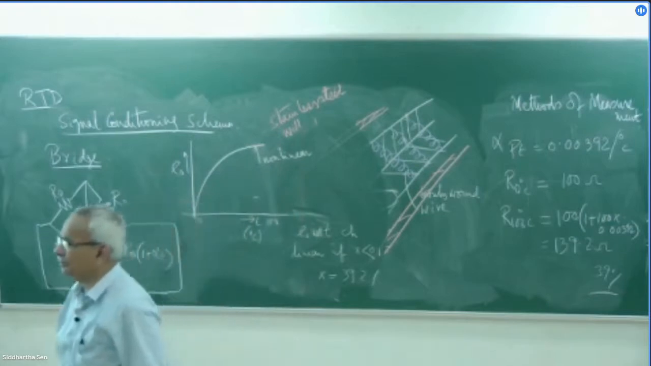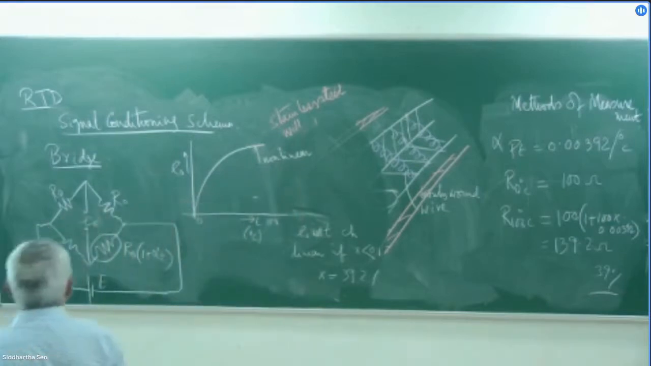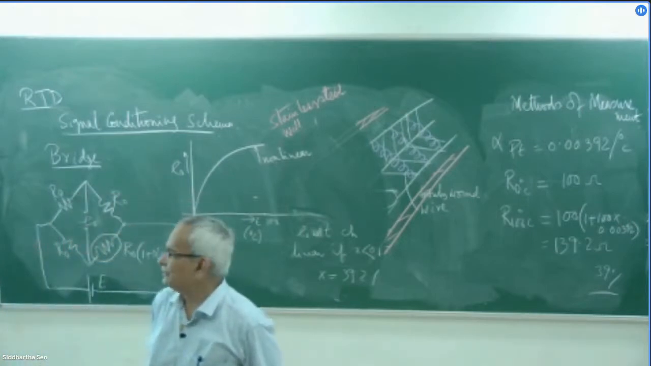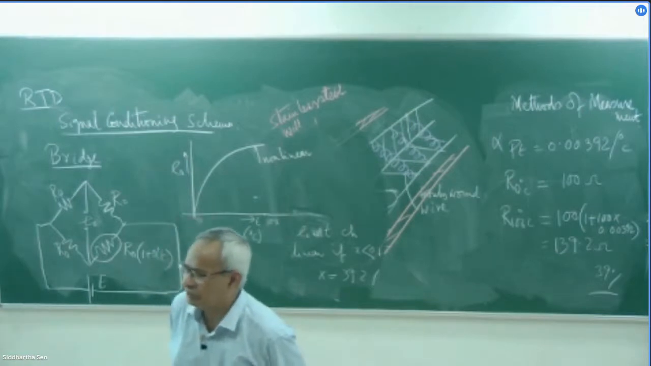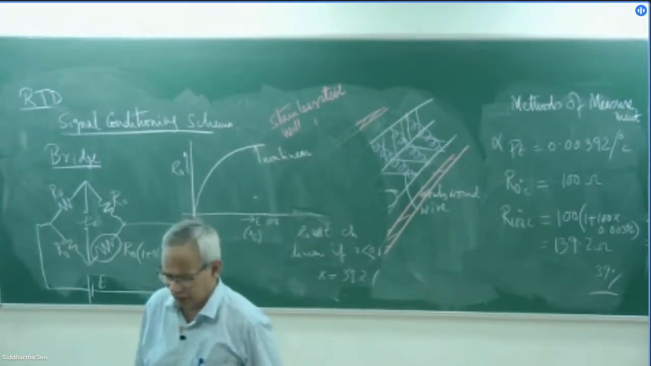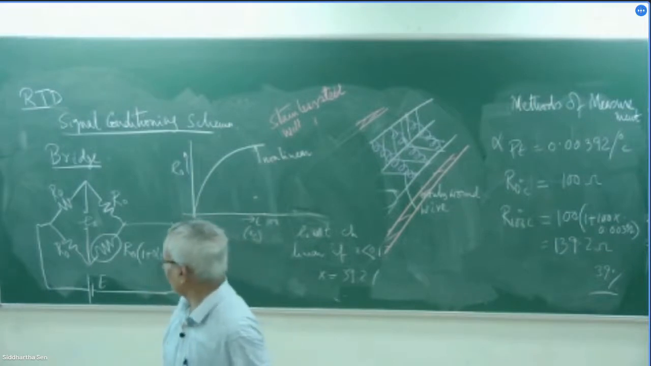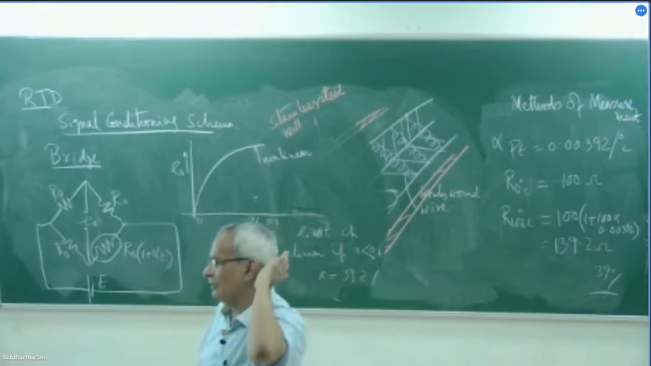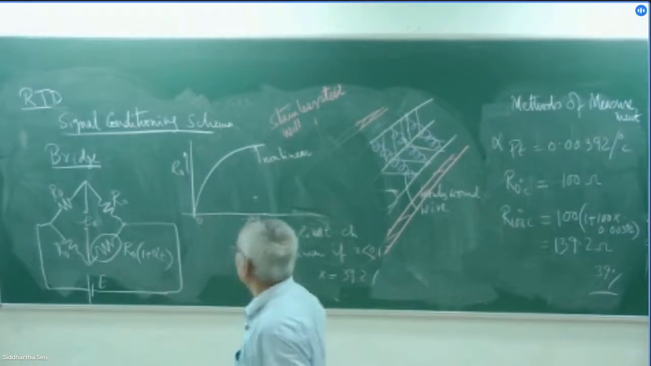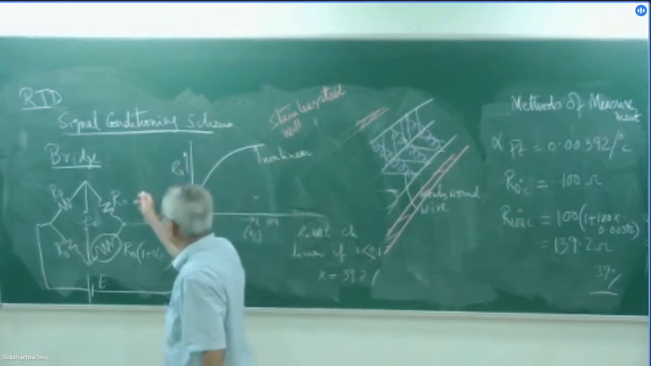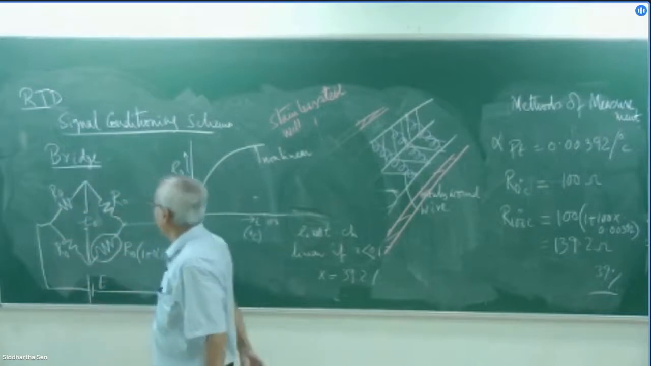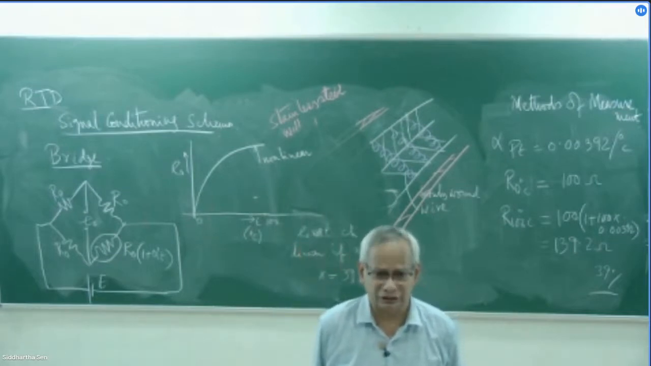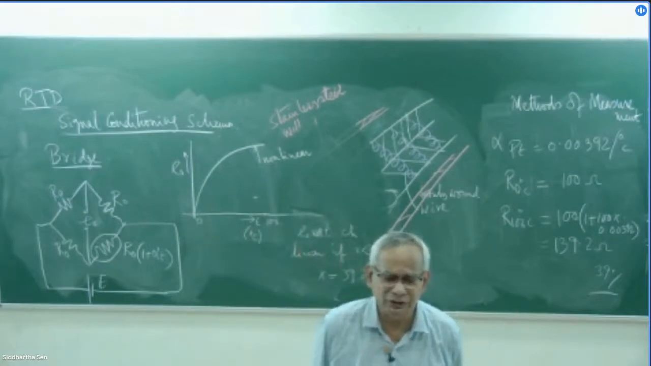But at the same time, we know that the unity bridge arm ratio gives you the maximum sensitivity. That is, E0 by E will be maximum if the bridge arm ratio is unity. So naturally there is a contradiction here. If we want to make the sensitivity highest, I will have to go for arm ratio 1, but that will cause non-linearity in the characteristics.